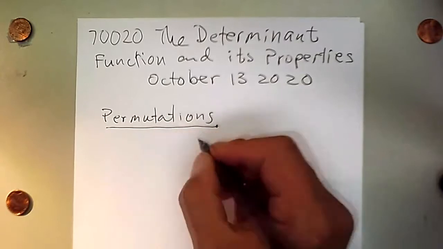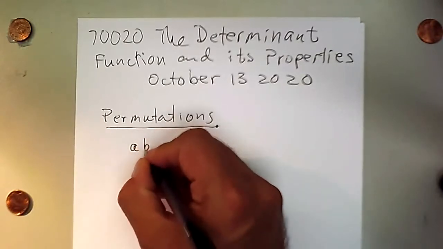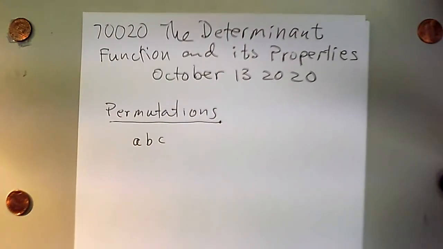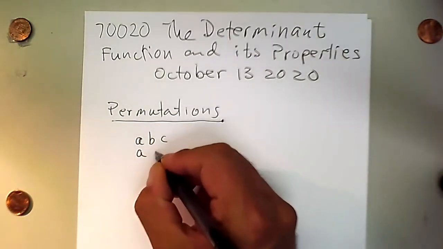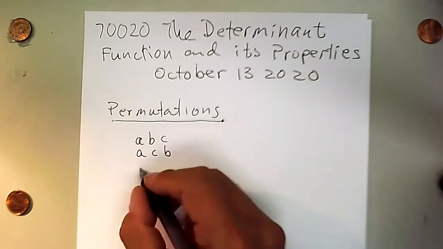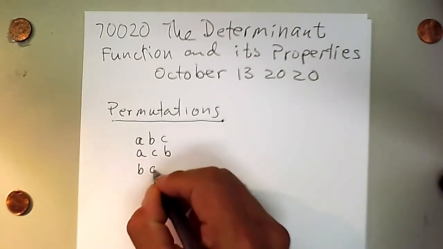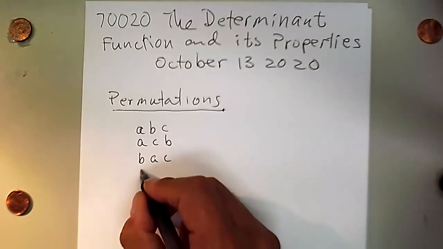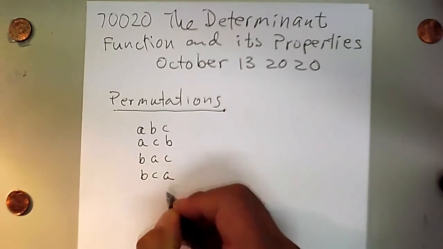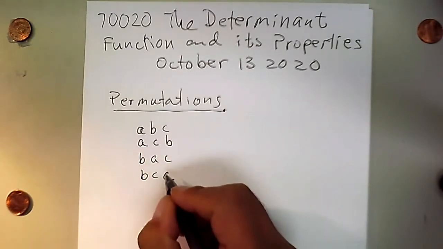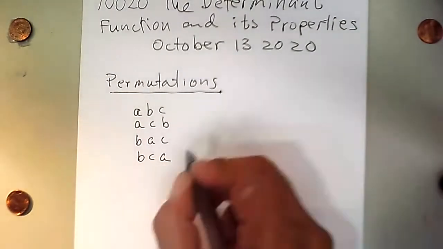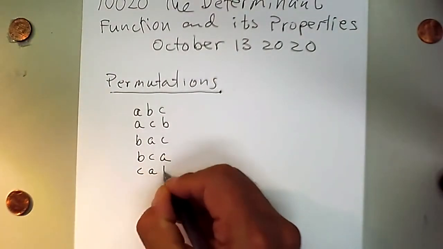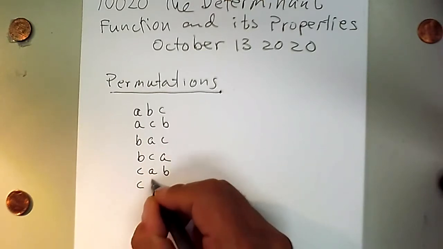So let's start with A, B, and C. How many permutations are there? I already said there are six, but let's look at them. ABC, ACB is one of them, or we can have BAC or BCA. Okay, so that's the one of those I was missing, I believe, when I was doing the objects, or CAB or CBA.